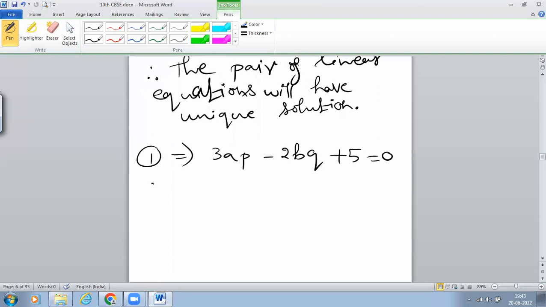Likewise, equation 2 is A into P plus 3B into Q, which is equal to 2. When that 2 is taken to the left-hand side, it becomes minus 2. Am I right or wrong?